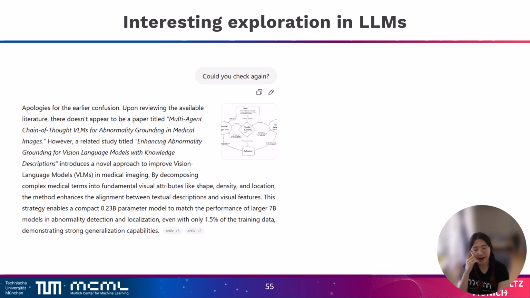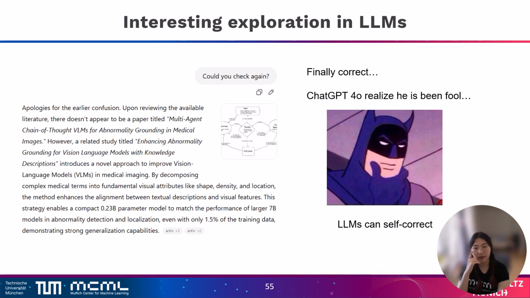So I am really kind. I also asked the model again, can you check again? And this time, the large language model realized they did the wrong thing. Actually, the abstract is not from the title I gave to him, it's from another paper. And he also realized there is no paper about the multi-agent chain of thought vision language model for abnormal grounding. So ChatGPT finally realized he was being fooled.